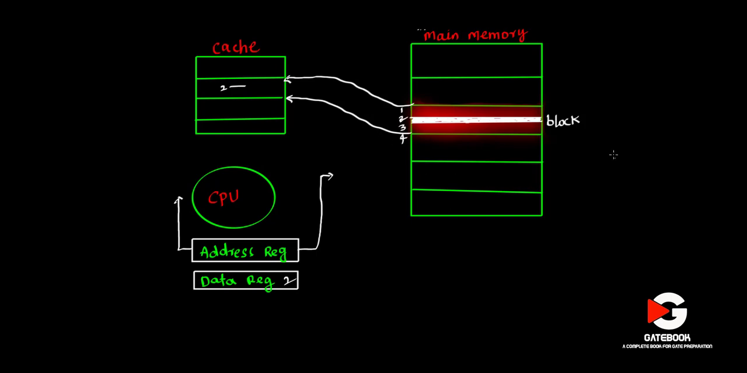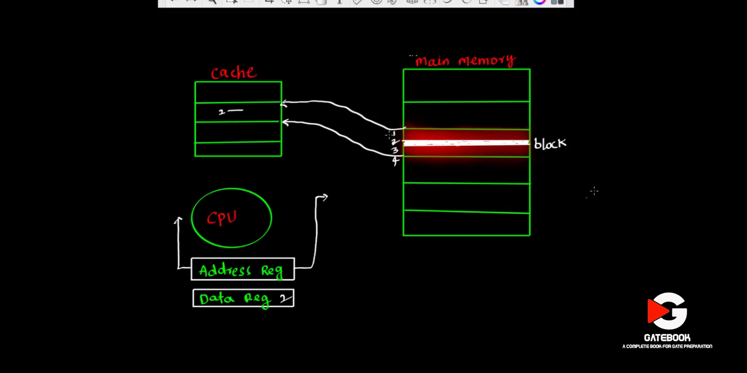But we can do a small optimization. While transferring the data like this, 1, then 2, then 3, then 4, and so on, whenever the desired data is available in the cache, immediately transfer it to the CPU data register. As early as the desired word reaches the cache, it will be transferred to the data register in parallel, because we already have the connections and are not adding extra circuitry.